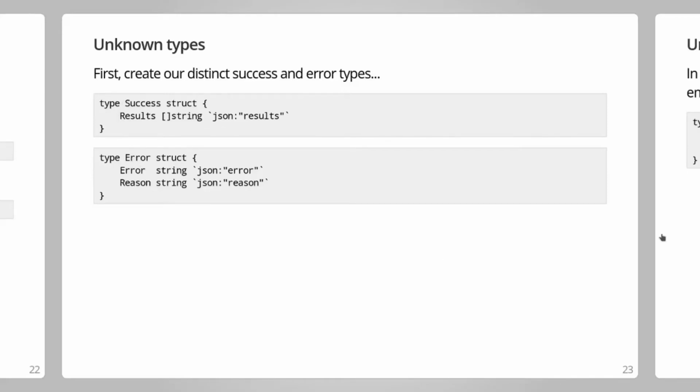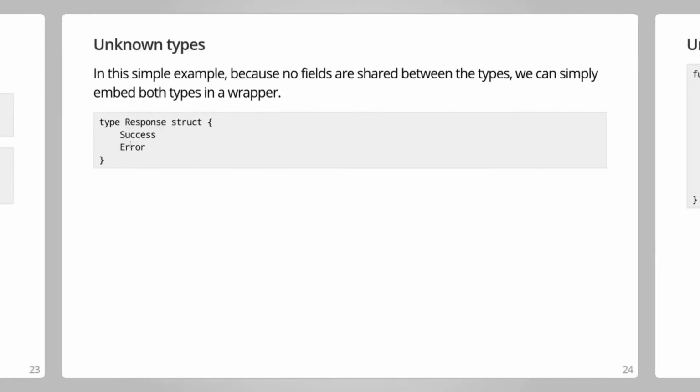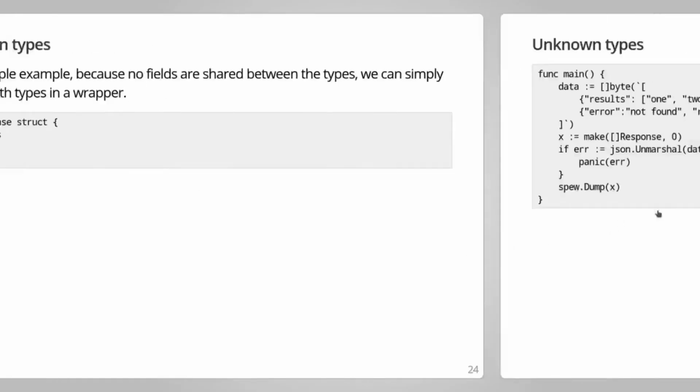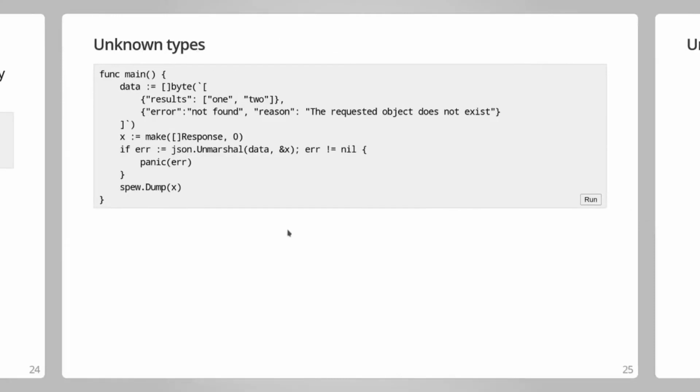So with these 2 types defined, then I create a third type that embeds both of these. So this response is sort of a generic wrapper container, if you will, a wrapper type that embeds both success and error. Now, in this case, I don't actually need to create a custom unmarshal function. And the reason for that is that the success and error structs have no common fields. So there's no ambiguity when the JSON unmarshaller tries to unmarshal data into the embedded structs.